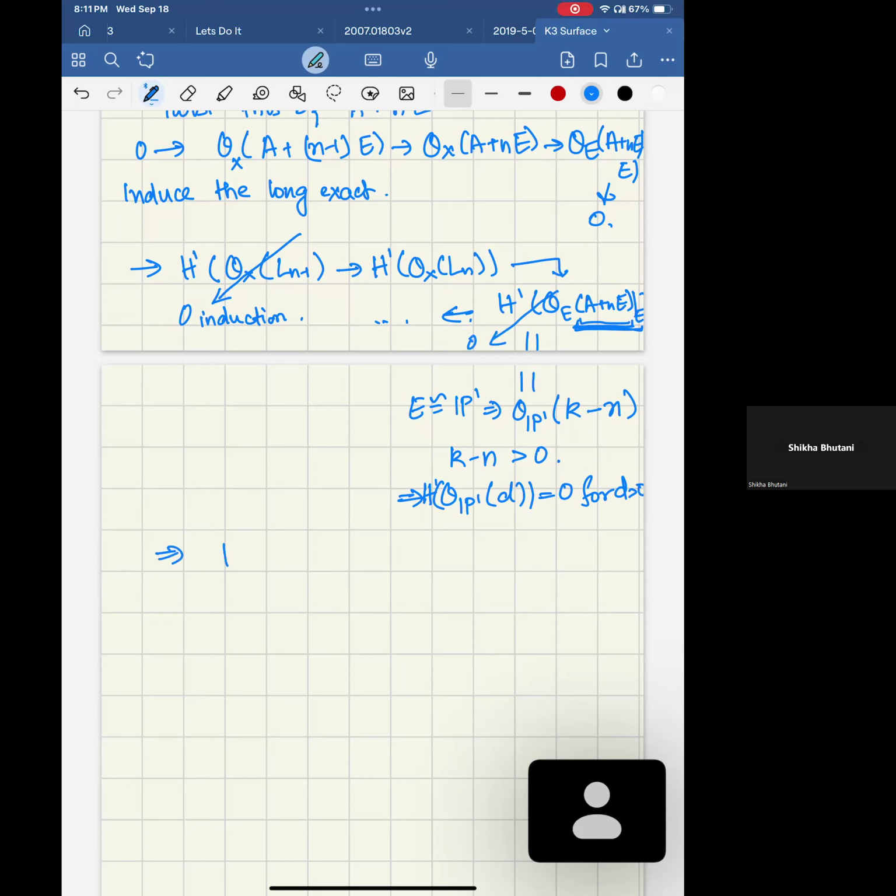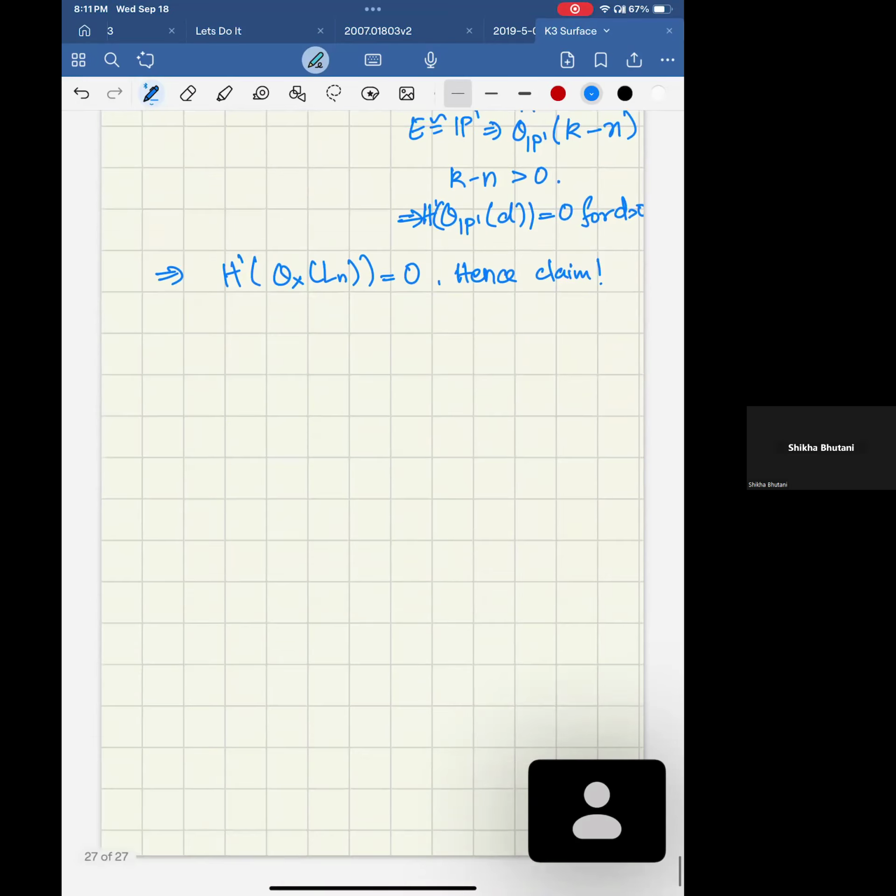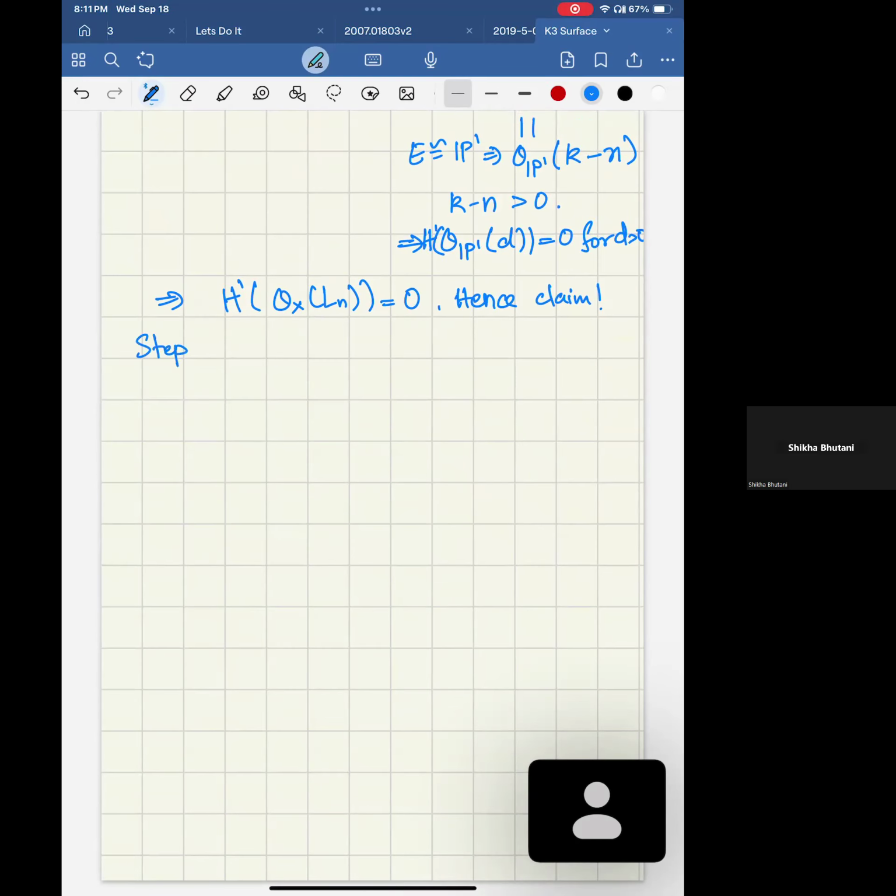This is going to imply that H1 of OX Ln is indeed going to be equal to 0, hence the claim. Now you might wonder why is the claim needed. It's soon going to be clear. So that brings me to my step 2 towards proving the theorem. Recall, what were we wanting to prove? We were wanting to prove that phi L is a morphism. And for that, what were we trying to do? We were trying to show that this linear system is base point free.